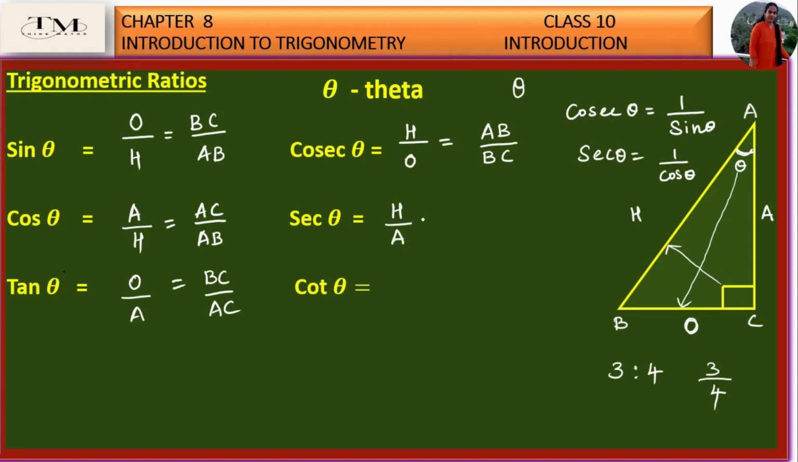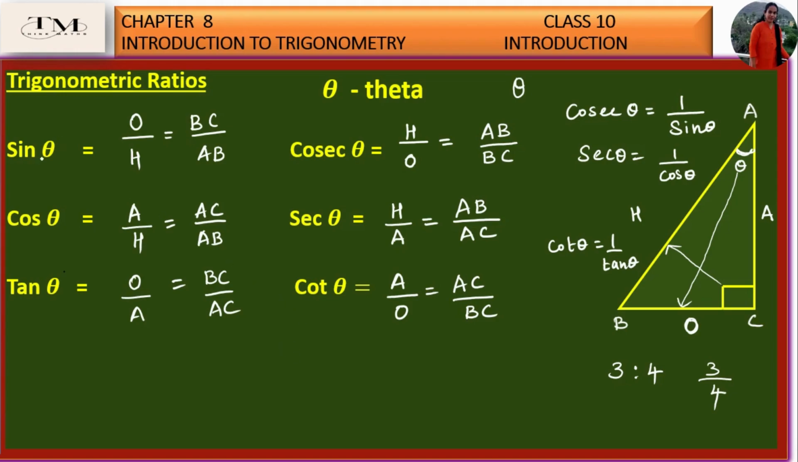So this is secant theta. What is hypotenuse? Hypotenuse is AB. Adjacent side is AC. So AB by AC. In the same way, cot theta. So who is cot theta? It is nothing but inverse of tan theta, 1 by tan theta. So tan theta is O by A. Then cot theta will be equal to A by O, which is AC by BC. So these are the trigonometric ratios.